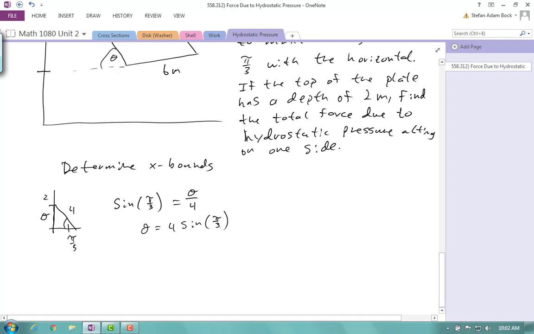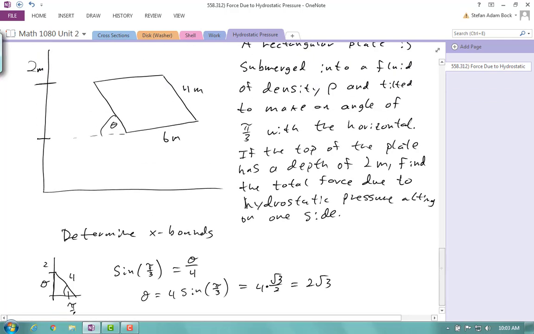But sine of pi over 3, that is the square root of 3 over 2. This is equal to 4 times root 3 over 2, or 2 root 3. So the depth of my plate ranges from 2 to 2 times the square root of 3 meters. So I'll add that on here.